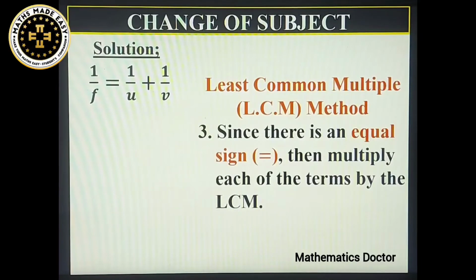Now the third one says, since there is an equal sign, multiply each of the terms by the LCM. So after getting the LCM, the equal sign gives you the chance to multiply each of the terms, which are now fractions, by the LCM. Now let's get into the solution using the LCM method.